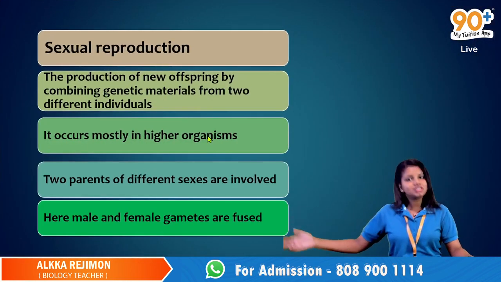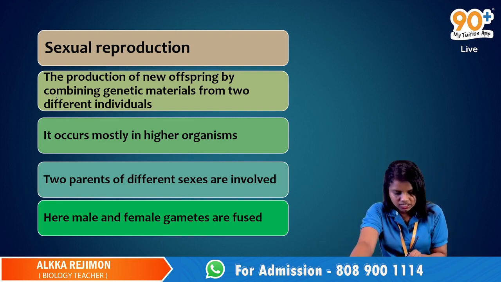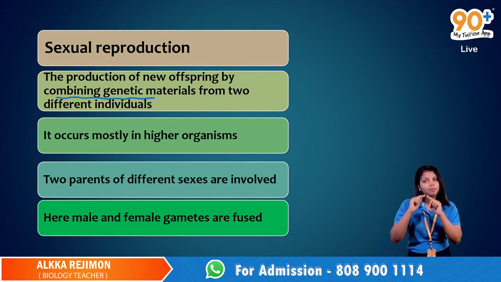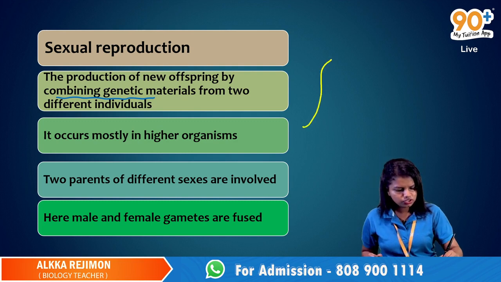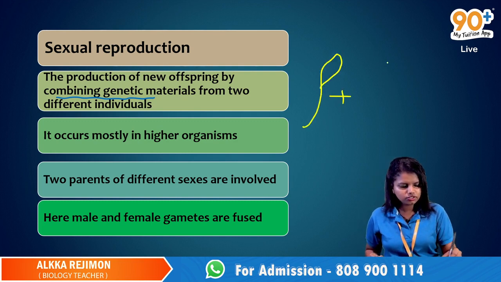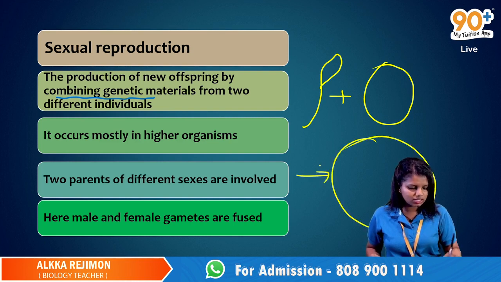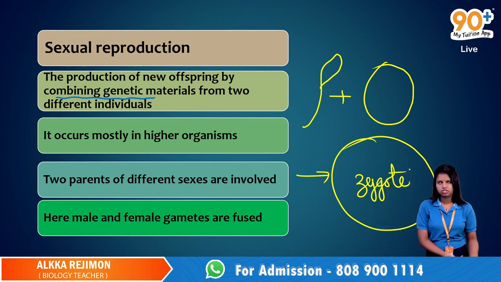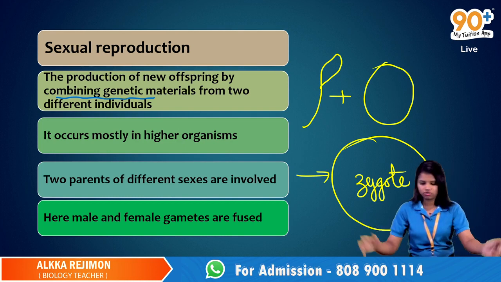While coming to sexual reproduction, the production of the new offspring is by combining the genetic material. So here you can see the male and female gametes combine together, and in our case we have a sperm, which is a male gamete, right? It fuses with the egg, which is a female gamete, and they together form a zygote, right? So the fusion of male and female gametes is the major process happening in sexual reproduction.